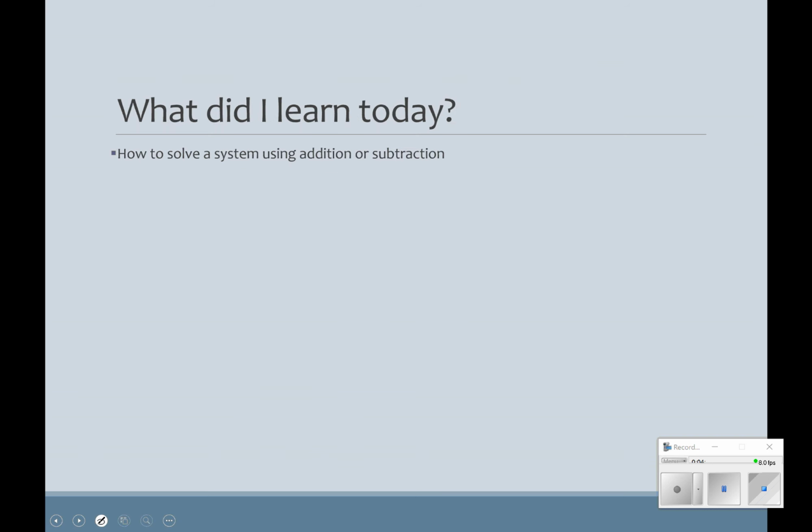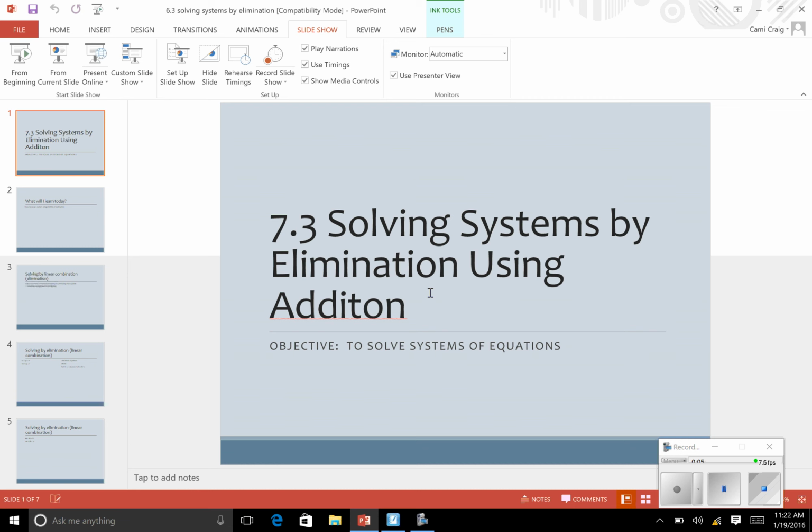Okay, so just a couple examples of how to solve using addition and subtraction. Tomorrow we're going to put one more step to it. But we've learned 3 different ways to solve systems. We've learned graphing, we've learned substitution, and now elimination.